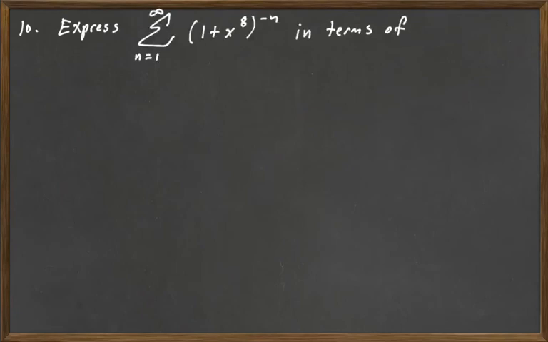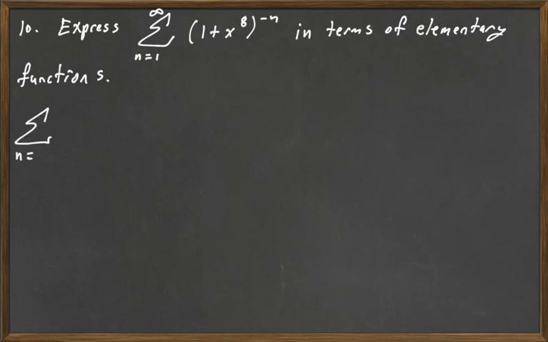Okay, and last example here, we're going to express this series, the sum n equals 1 to infinity of 1 plus x to the 8th, and then that 1 plus x to the 8th quantity to the negative n, in terms of elementary functions. So think of polynomials, rational functions, sine, cosines, trigonometric, typically any function that we've dealt with, other than one that only has a power series representation. Anyways, so we're going to express this as an elementary function.